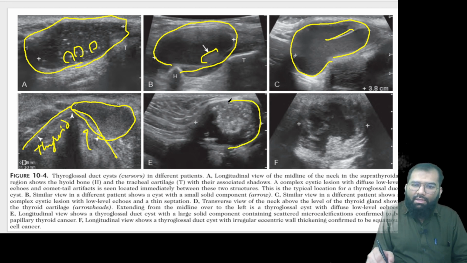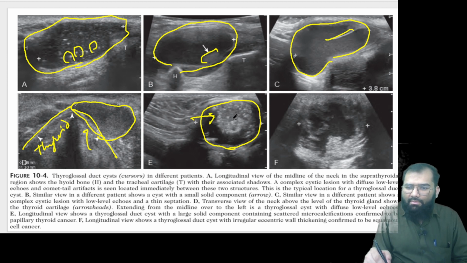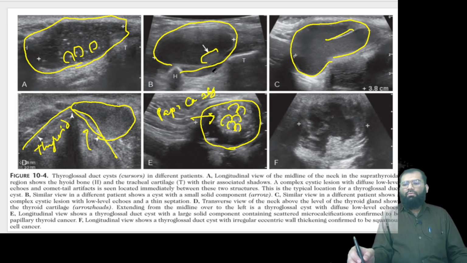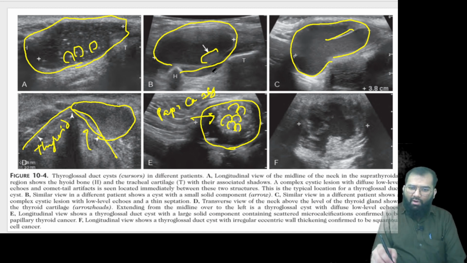Here again you are able to see the cyst with colloid material within it. Sometimes you find microcalcification. So whenever you have microcalcification, very important, this can be papillary carcinoma of thyroid. So whenever you have long-standing changes in the thyroglossal cyst, it might give rise to papillary carcinoma of thyroid, a very important papillary carcinoma from that cyst.